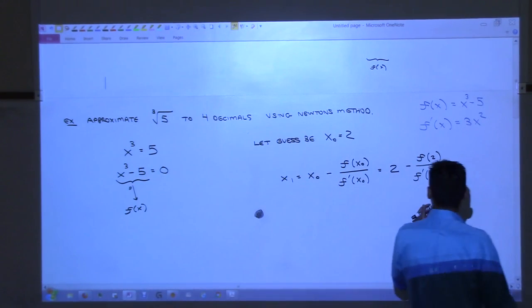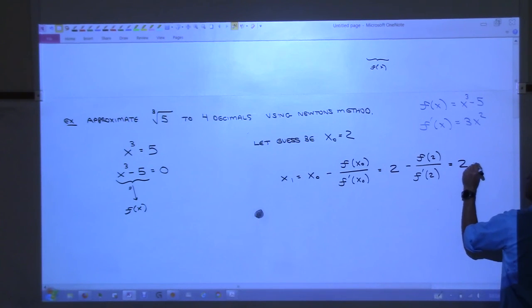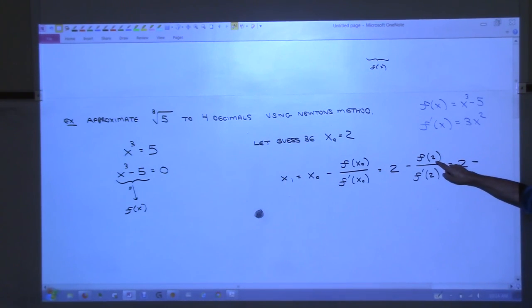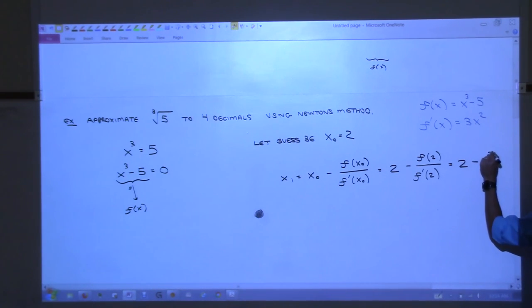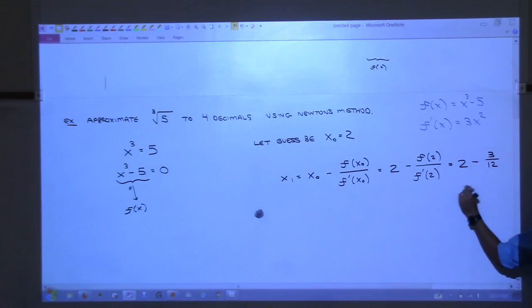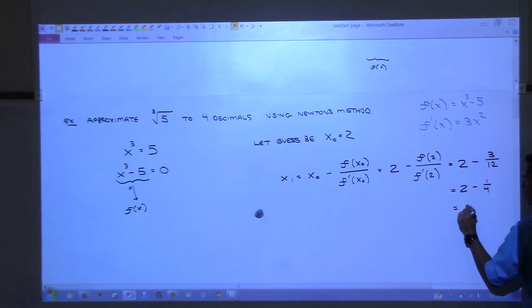All right, so let's continue this computation. This is 2 minus, what's f of 2? So we get to plug 2 into this function. 8 minus 5 is 3 over, now we get to plug 2 into this, so 12. So we get 2 minus a fourth, which is 1.75. With me?